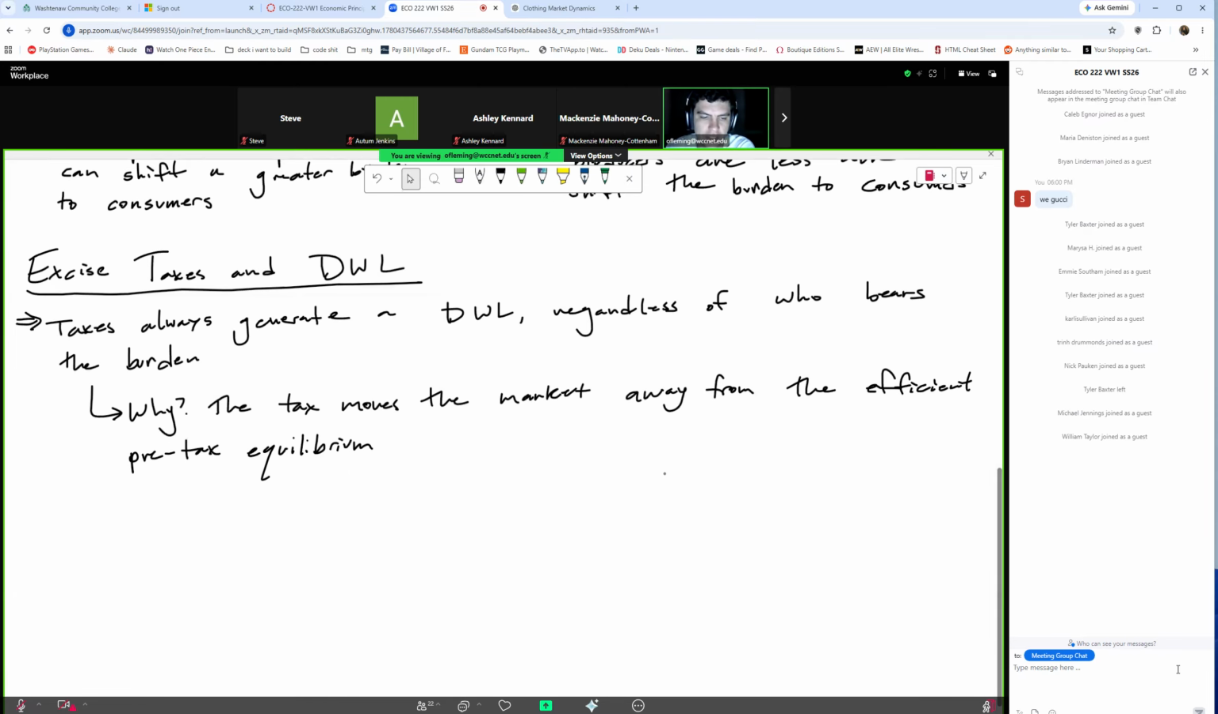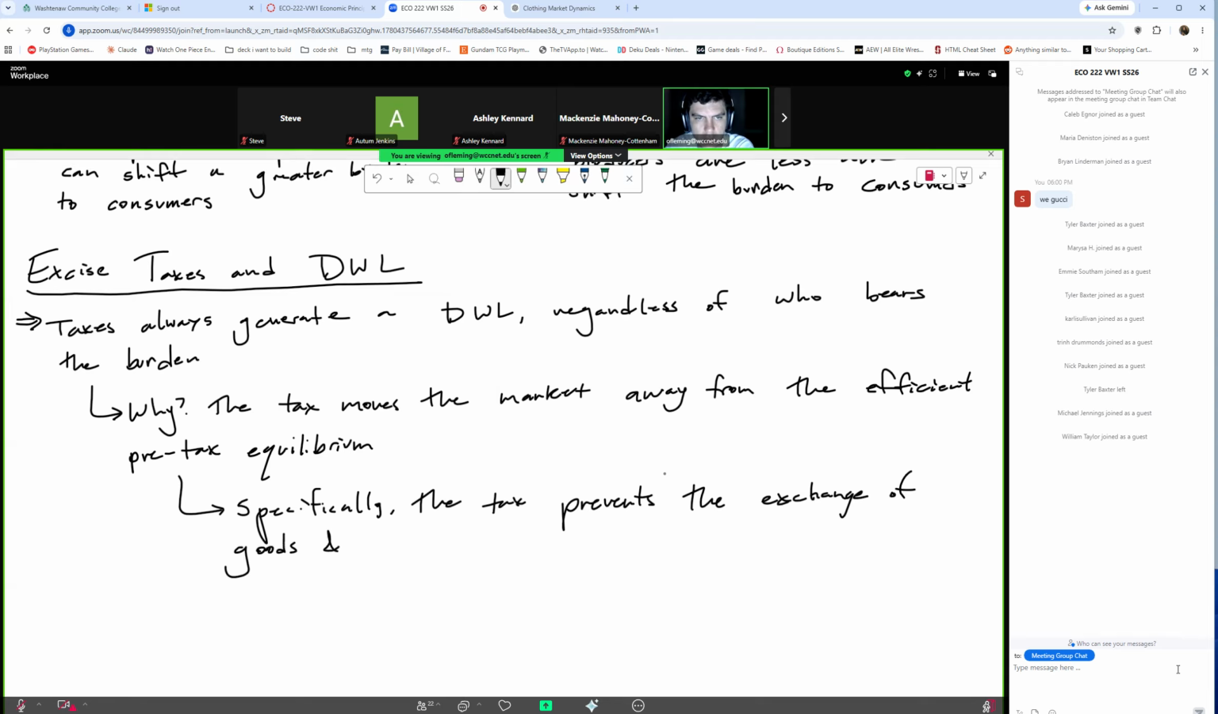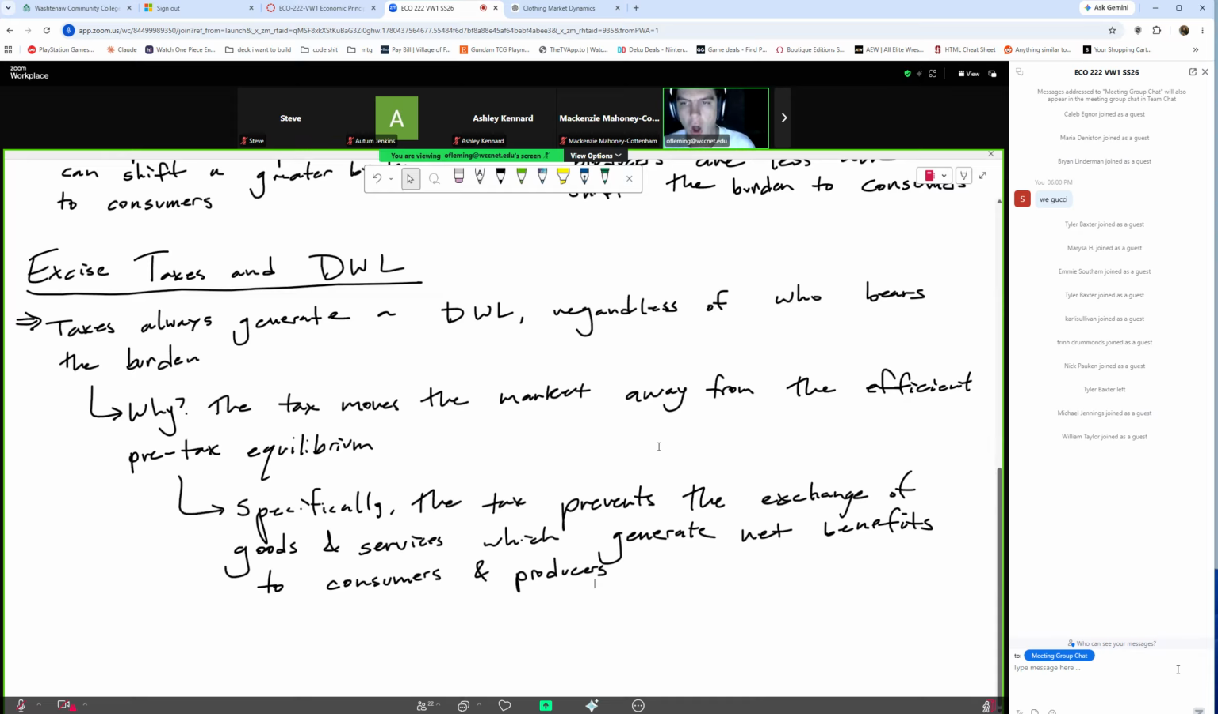Okay. Now, like I just said in words, but which I'll say again here, specifically what happens is the tax prevents the exchange of goods and services, which generate net benefits to consumers and producers. Okay? That's the idea. In a free market, with an asterisk, naturally all units that generate net benefits to consumers and producers will be transacted. That's basically us saying the market will always be in equilibrium, and that equilibrium is efficient.